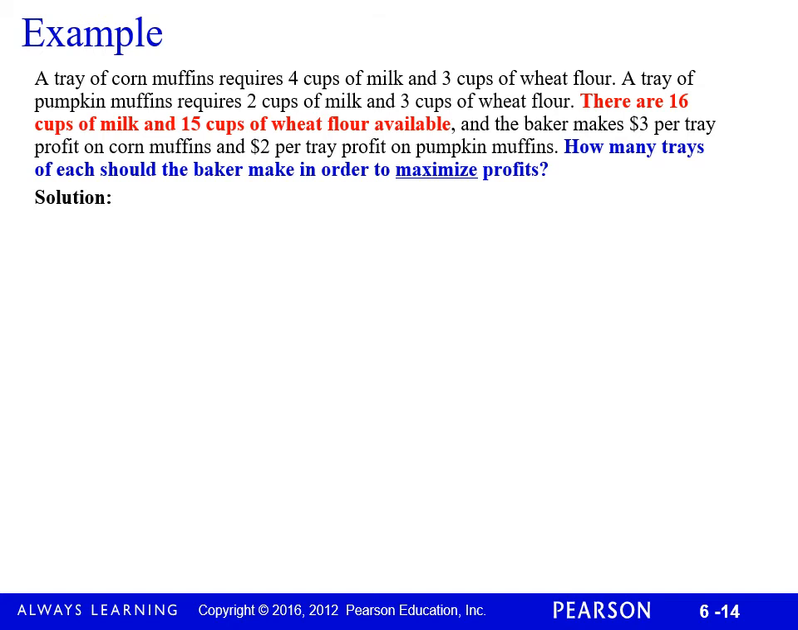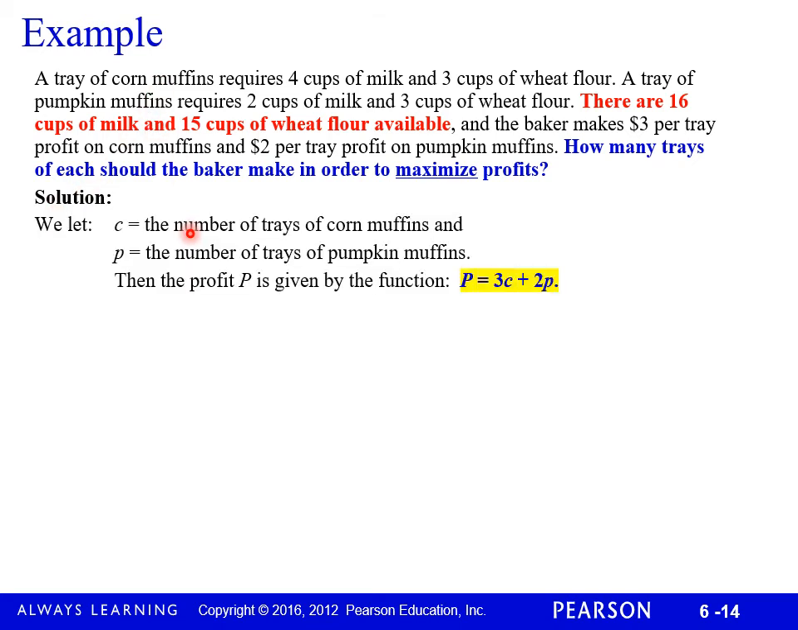Okay, so the first thing we want to do is identify some of these equations. And in order to do that, we need variables. Remember, the variables are what the question asks: how many trays of each? Now, when we're talking about each, we're talking about corn muffins and pumpkin muffins. So C will be the number of trays of corn muffins. Notice I didn't use X. And P is the number of trays of pumpkin muffins.